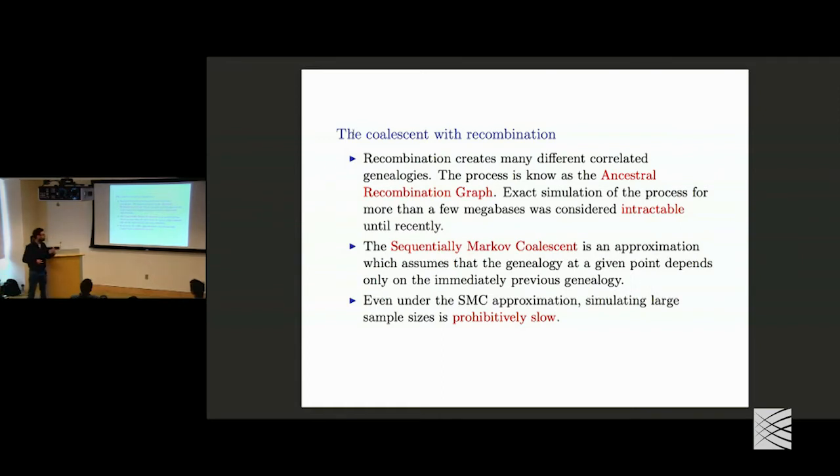Partly motivated by this inability to simulate the coalescent for long chromosomes, the sequentially Markov approximation was devised as a solution to this problem. The SMC says that given a coalescent tree at a given genetic location, we only have to think about the immediately previous genealogy. So it only depends on the immediately previous genealogy in the sequence. This is a big approximation, but it turns out to be surprisingly good. Using this approximation, we were suddenly able to simulate whole chromosomes, which is a big step forward. But even under this approximation, simulating large sample sizes is prohibitively slow.